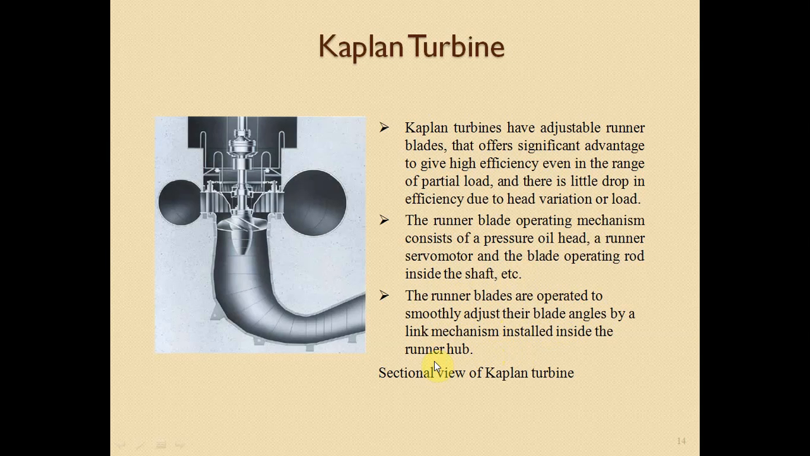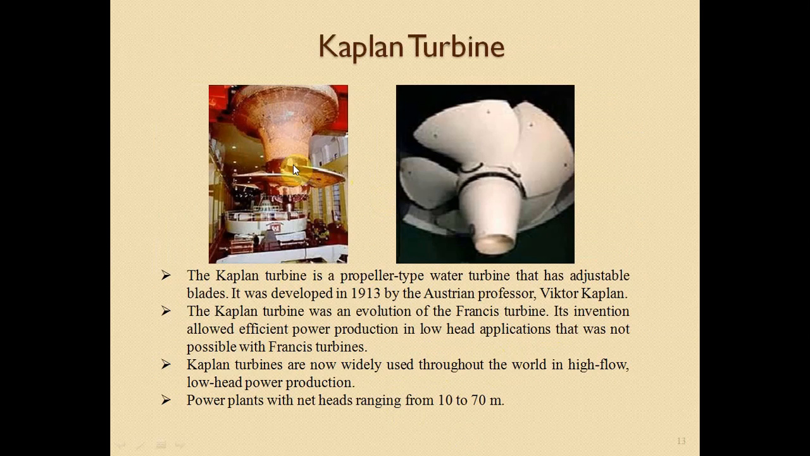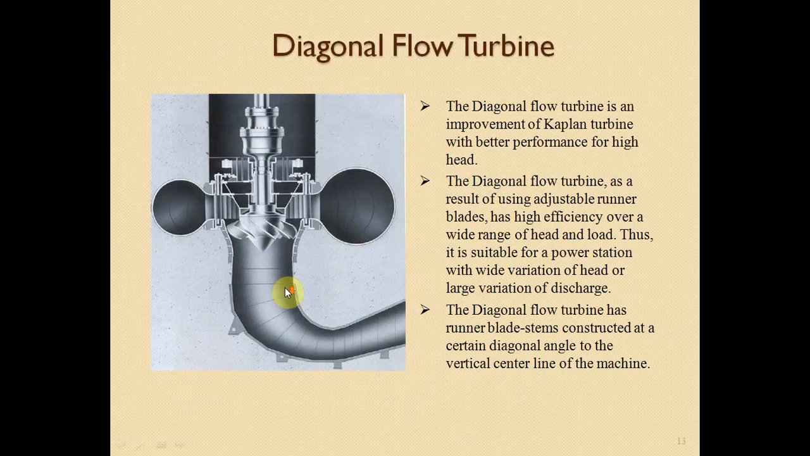inside the runner hub. So this is the runner hub. It will be installed here. So this is a section view of the Kaplan turbine. Okay, if we cut a section of this, then how will the inside look?